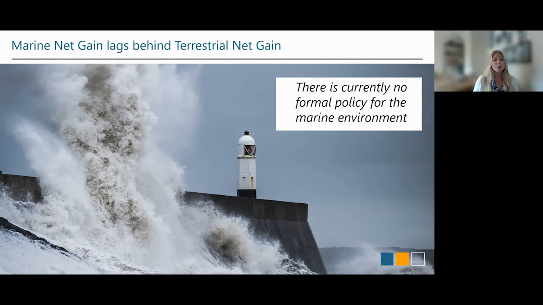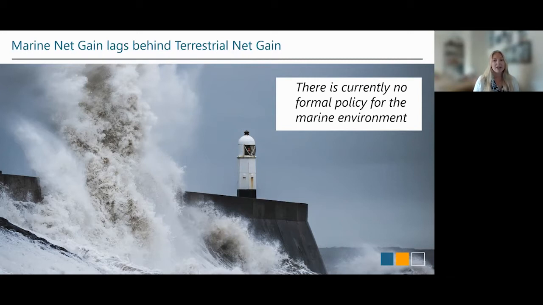To start with, terrestrial net gain is focused on development activities, and we're seeing that even in advance of legislation being enacted, the principles of net gain delivery were being enforced under the planning process. And more recently, we're seeing this for intertidal habitats too.